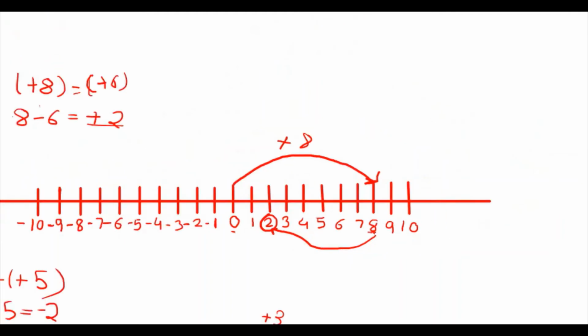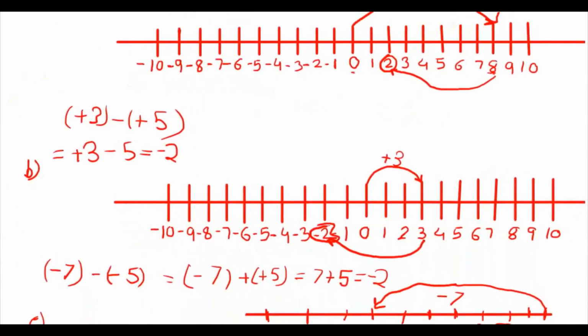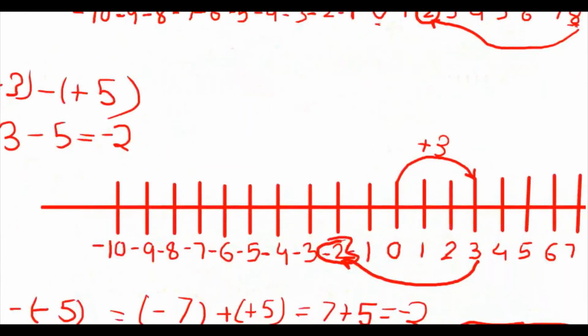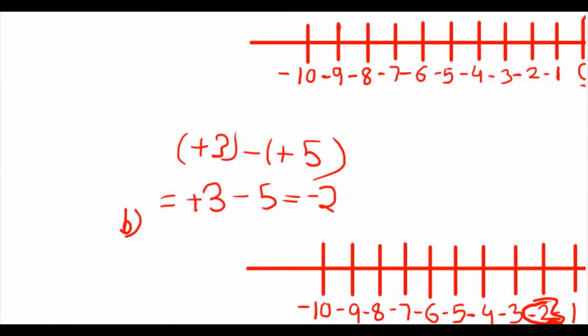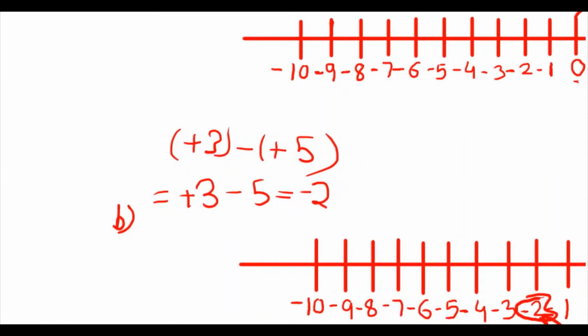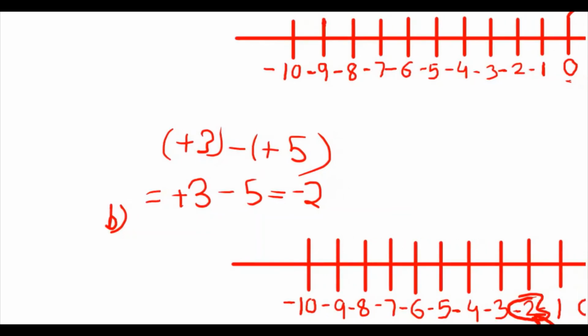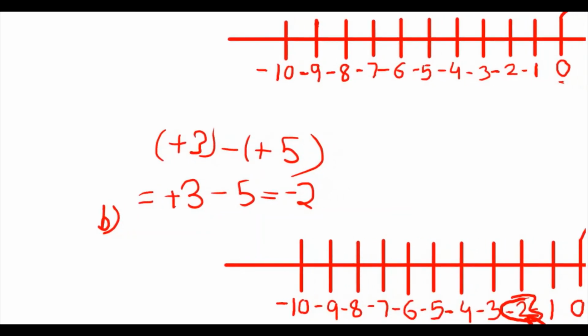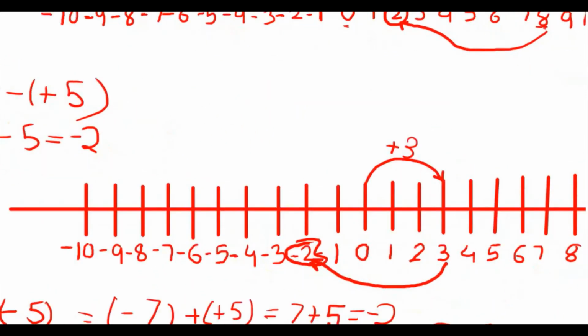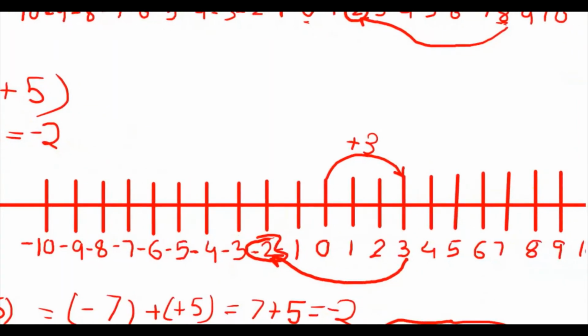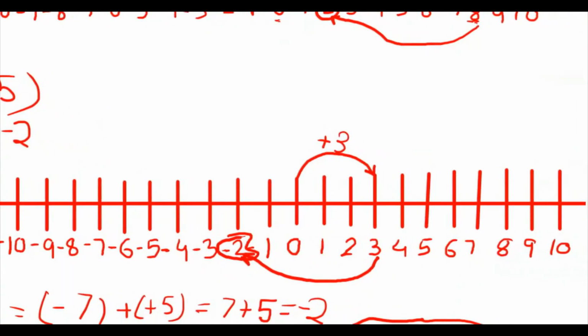So B question is what? Plus 3 minus plus 5. Okay, as it is, minus plus will be minus, and 3 minus 5, that is minus 2. Now when you are subtracting positive integer, as I told you, no need to change minus. On the number line also, it has moved from 0 to 3 steps, then came back how many steps? 5.